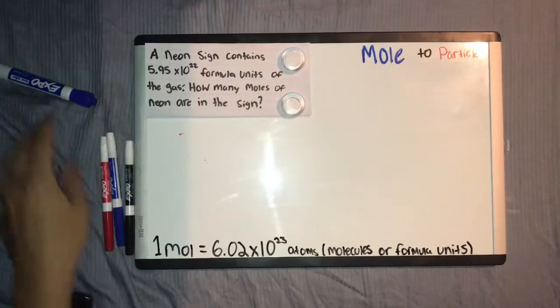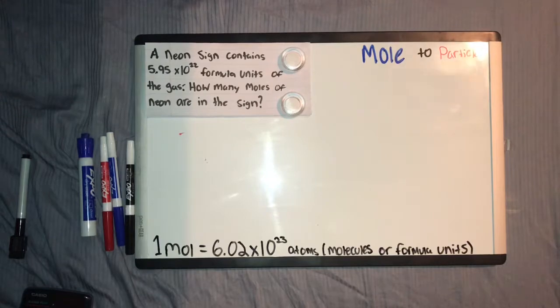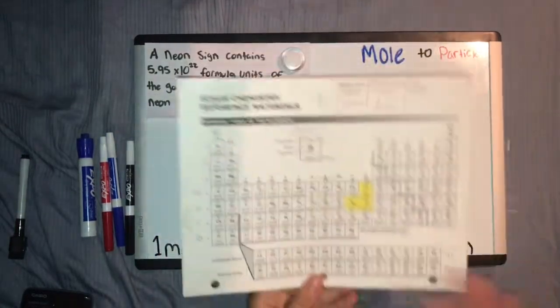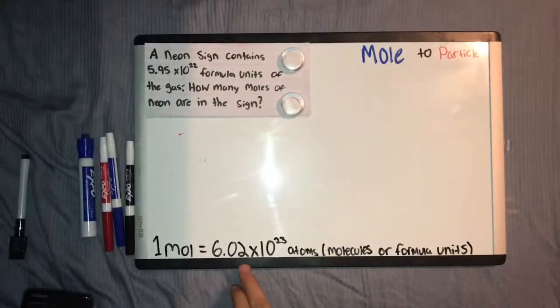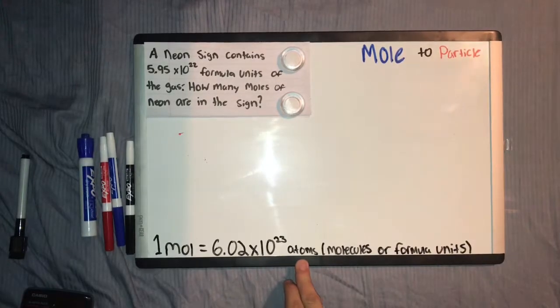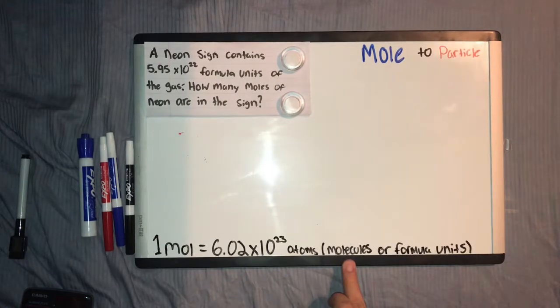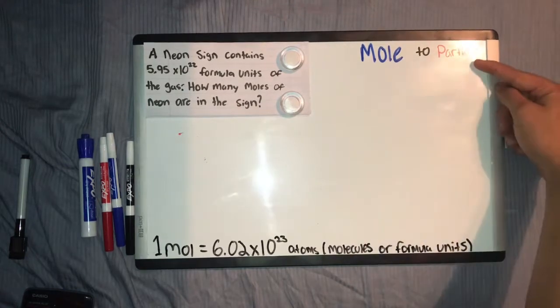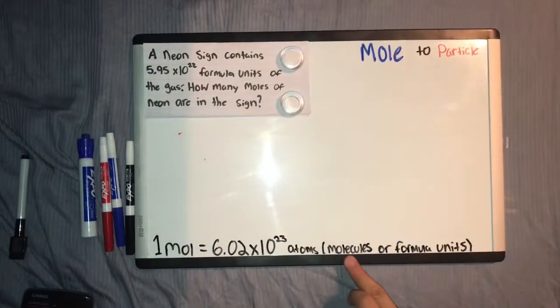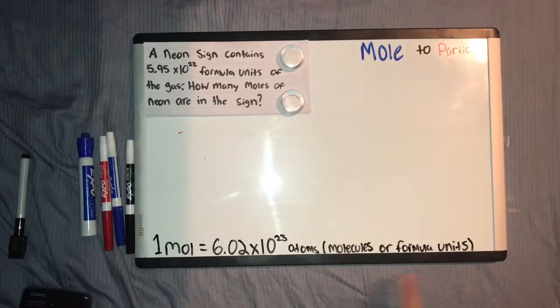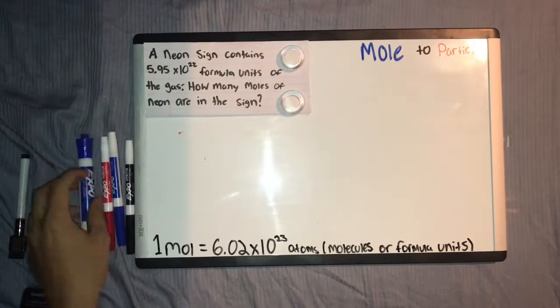So let's clarify some things first. We know that in any mole of something on the periodic table, let's say in 1 mole of chromium, there's 6.02 times 10 to the 23rd atoms. And atoms could also be known as molecules or formula units or particles. So if you were to see formula units or molecules or particles on the test or quiz, just know it's the same thing as atoms. So don't get scared if you see formula units on your next chemistry test question.